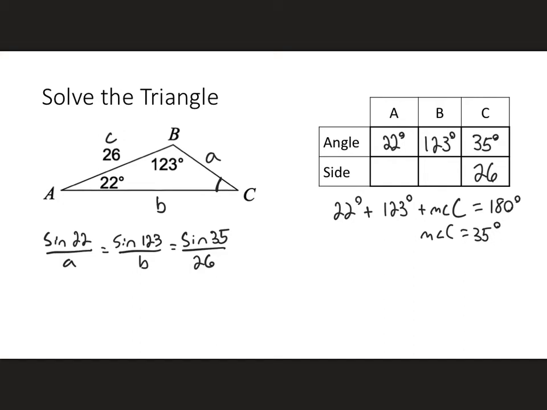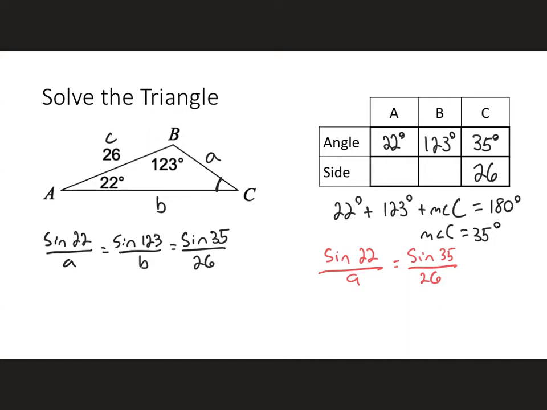Okay, we can't solve for A and B at the same time. So let's just solve for A first. So we're going to ignore the sine of 123 over B part. And since everything is equal to itself, we can put it in any order we want. So I'm going to solve the proportion, the sine of 22 over A equals the sine of 35 over 26.